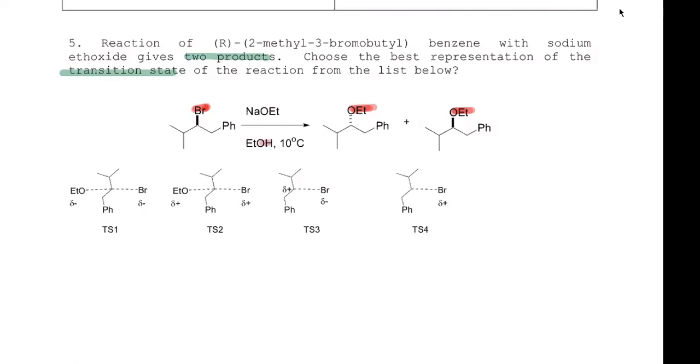Which type of substitution is it? Right, you get a racemic mixture for your products. So it'll be SN1. It's SN1. Good. So now which transition state matches for the SN1? Which ones can you rule out right away?